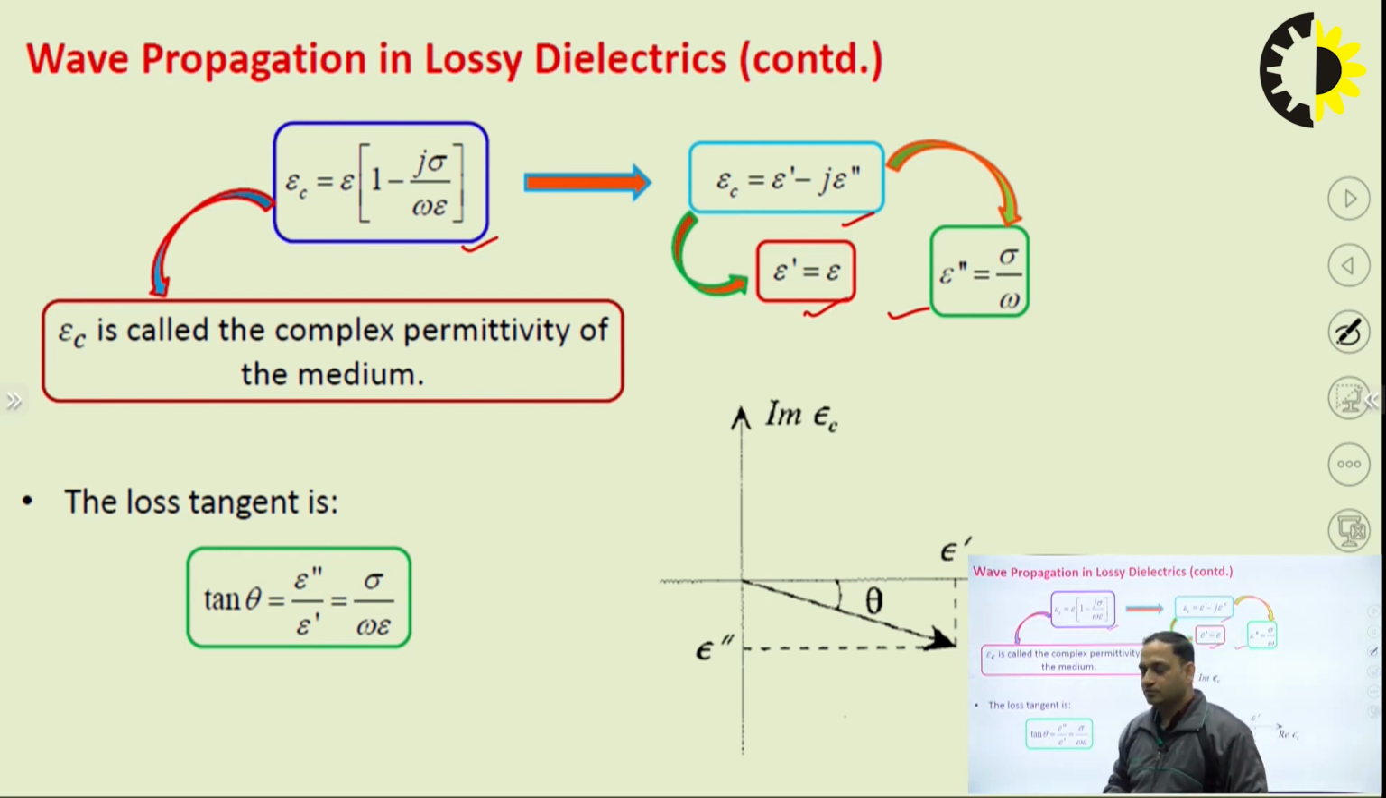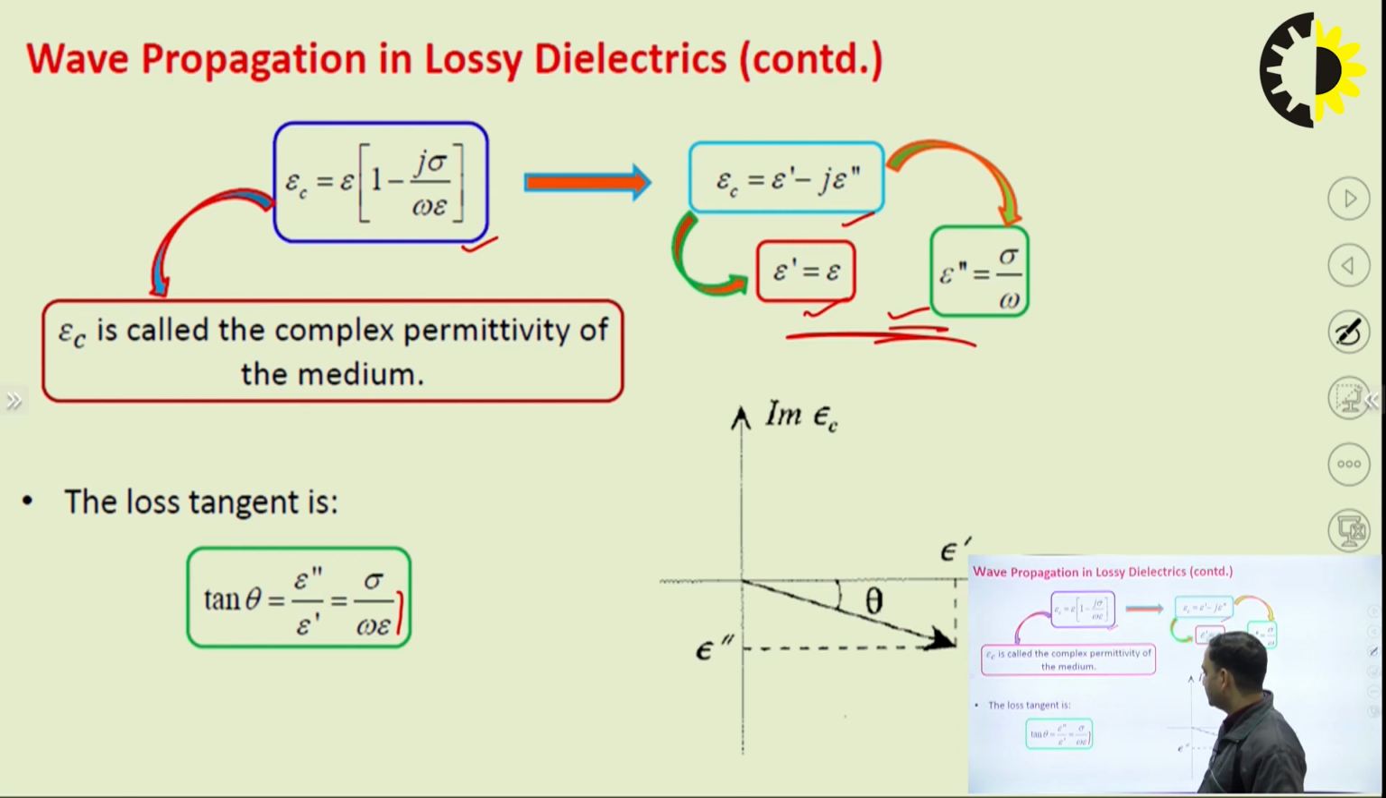Now if you want to define the loss tangent, as we said, sigma upon omega epsilon, we can get it from these two equations. It is nothing but tan theta, which is equal to epsilon double dash divided by epsilon dash, which is equal to sigma upon omega epsilon. In this way we can define the loss tangent.